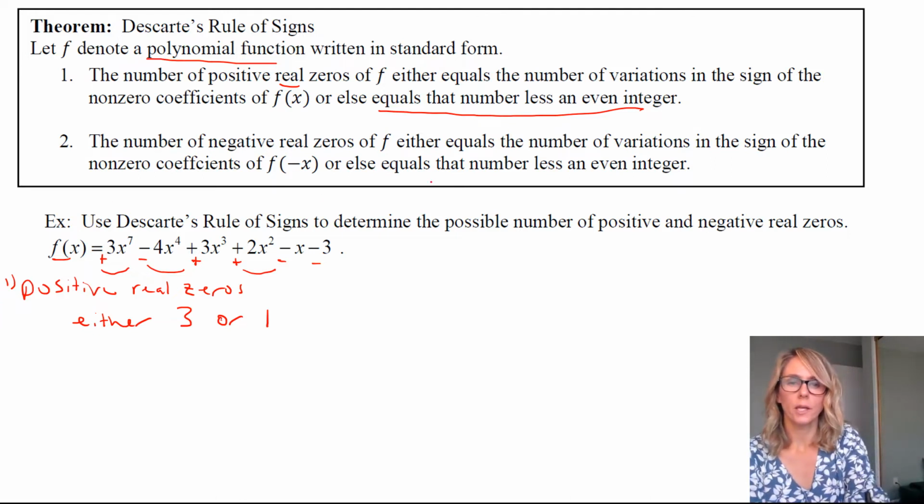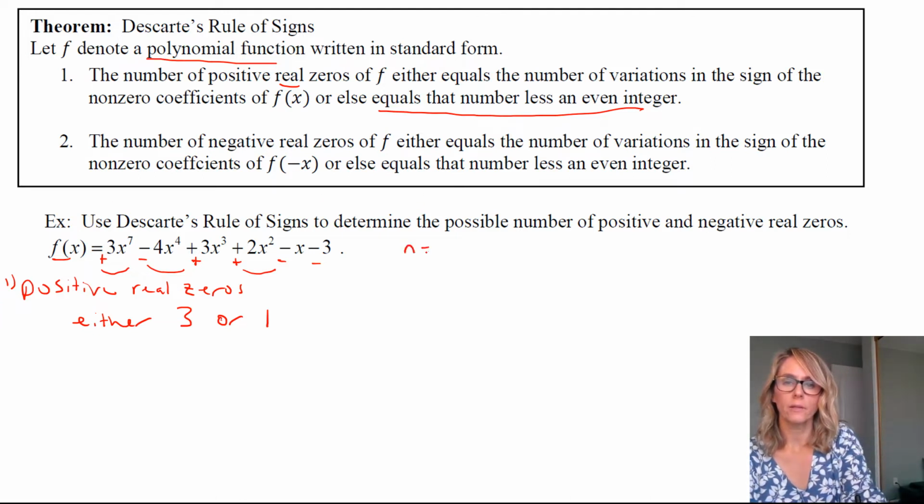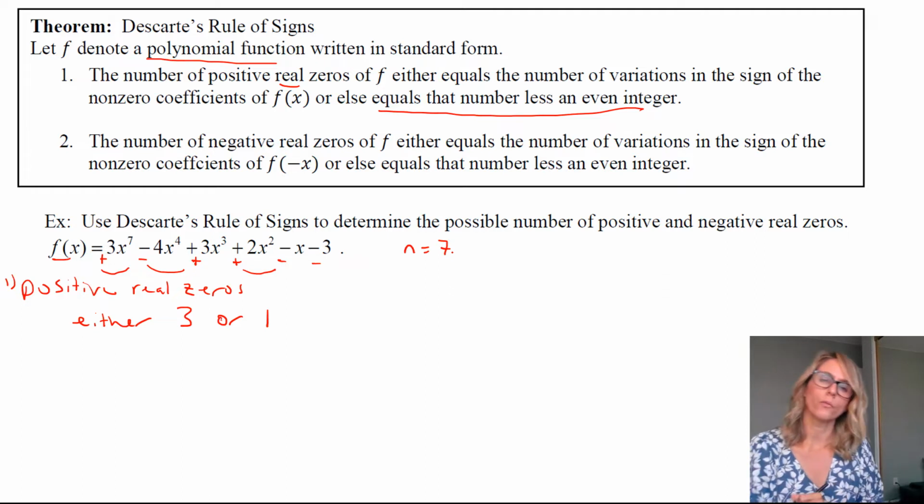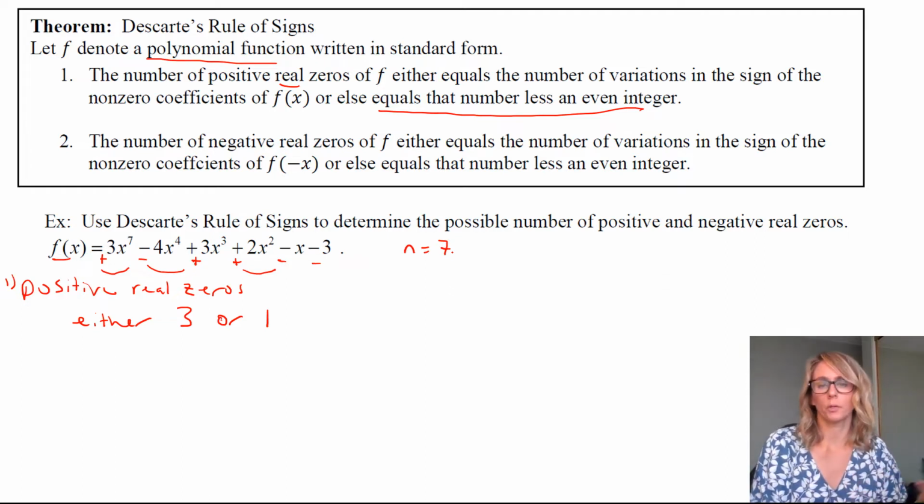Notice that this function's highest degree is 7. So for this polynomial function, it has a highest degree of 7, and so it could have up to 7 real zeros. It may or may not, but it could.